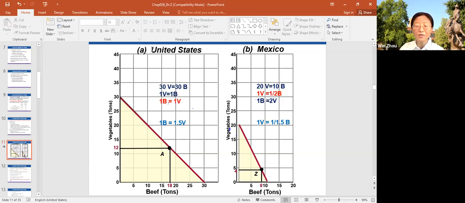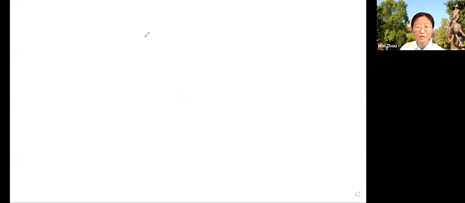All you can think of is an island called United States and an island called Mexico. Let's say they both have 100 people, and they produce two things: either vegetables or beef. That story sounds familiar. Remember in chapter 1, the very first chapter in this class, let me bring up the whiteboard. In the very beginning of chapter 1, we talked about the PPC curve. Remember that?